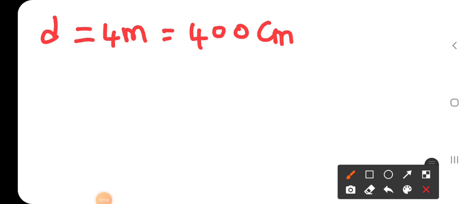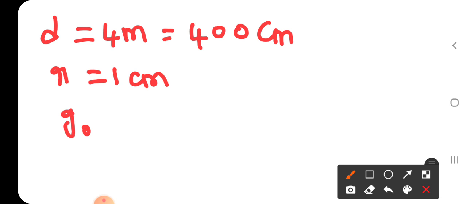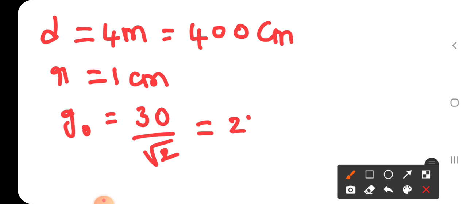400 centimeters. Okay, next, what about the radius of the conductor? Small r is equal to 1 centimeter, as given. Next, what about the dielectric strength of air? G naught is equal to 30 by root 2 kilovolts per centimeter, or you can also write 21.21. I think so, just check. Kilovolts per centimeter.